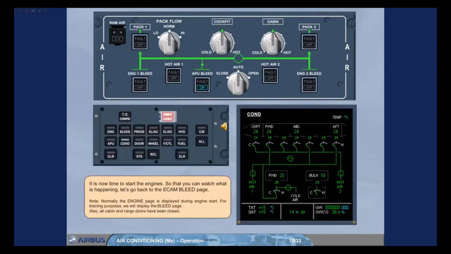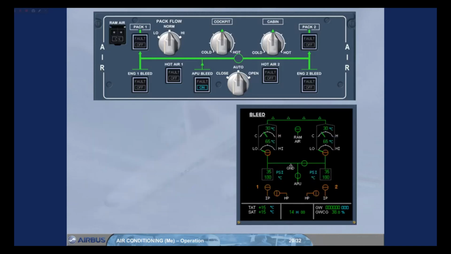It is now time to start the engines. So that you can watch what is happening, let's go back to the ECAM bleed page. Note, normally the engine page is displayed during engine start. For training purposes, we will display the bleed page. Also, all cabin and cargo doors have been closed.